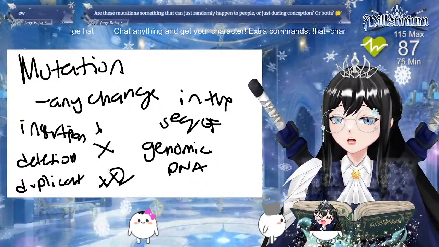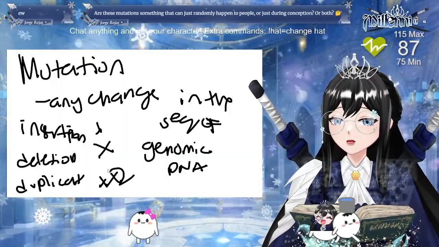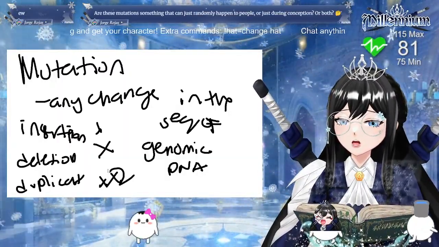Are these mutations something that can just randomly happen to people, or just during conception, or both?